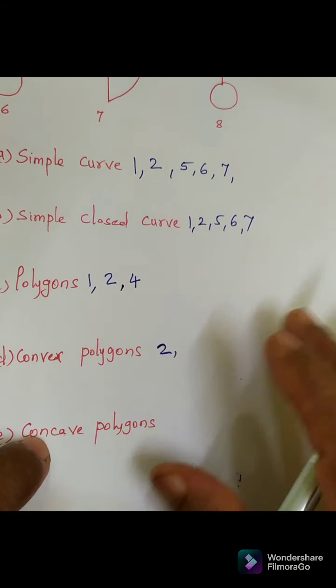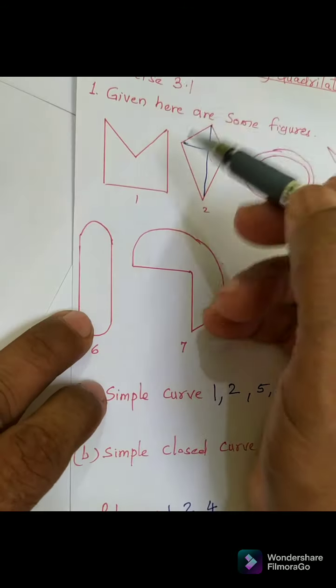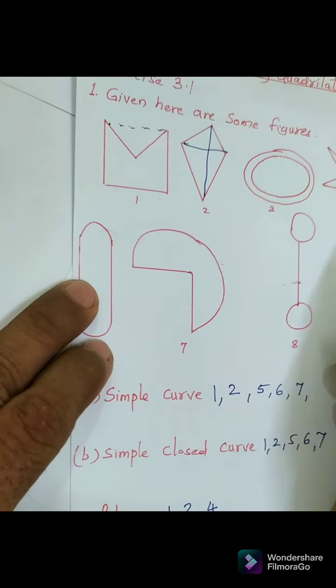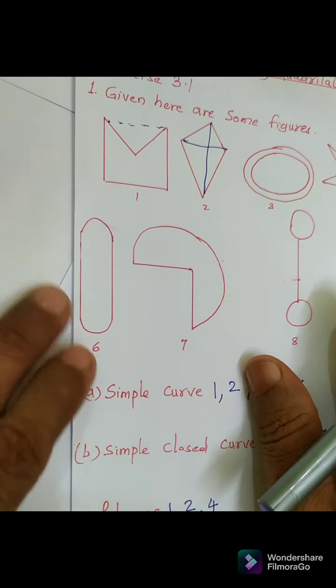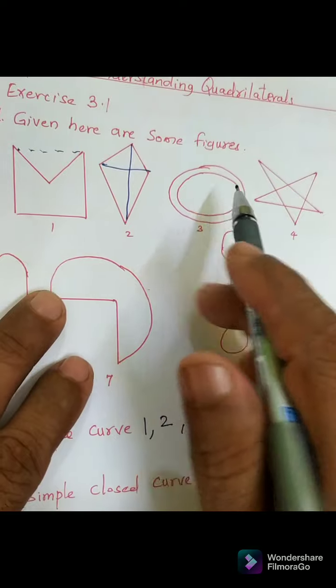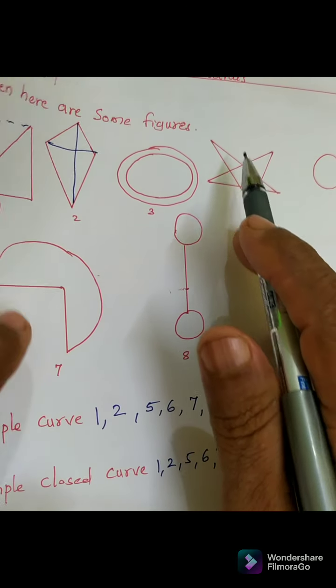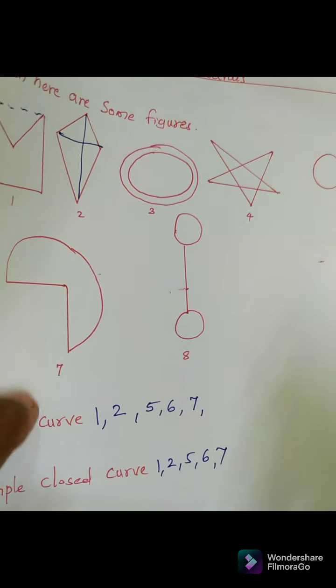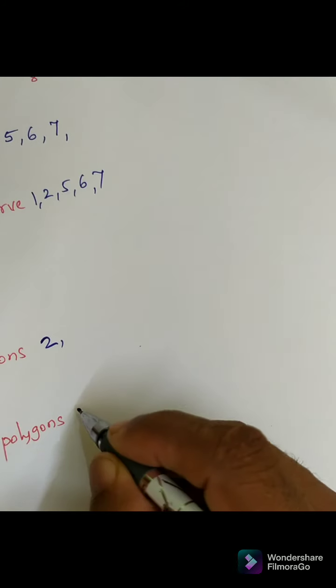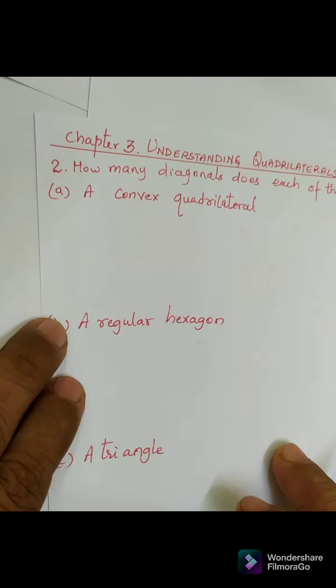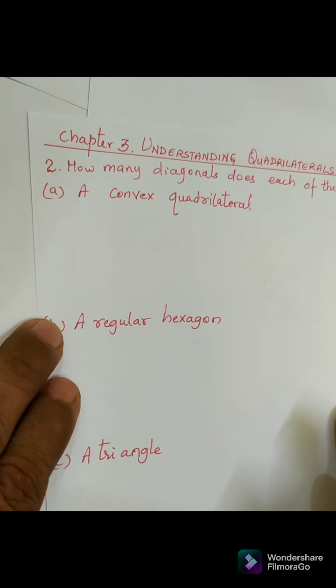What about a concave polygon? Concave polygon, you can see only one figure is there. Here you can see, you can put a diagonal, it is outside. So this is a convex polygon, so this is not possible. You can see here also you can draw, but we consider one as a concave polygon.